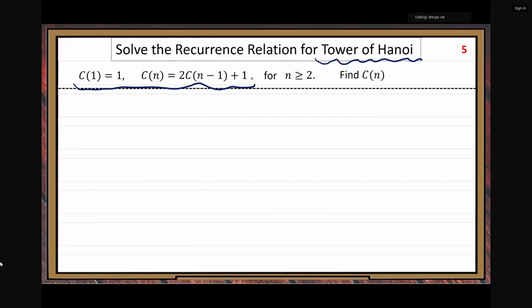Now, the first step in problem solving: you need to spend some time to do the observation to understand the structure of the equation. Understand the structure of the equation. So here.